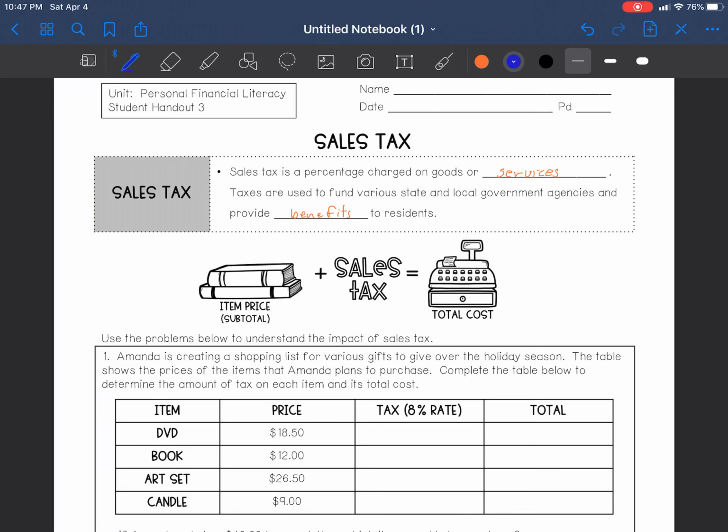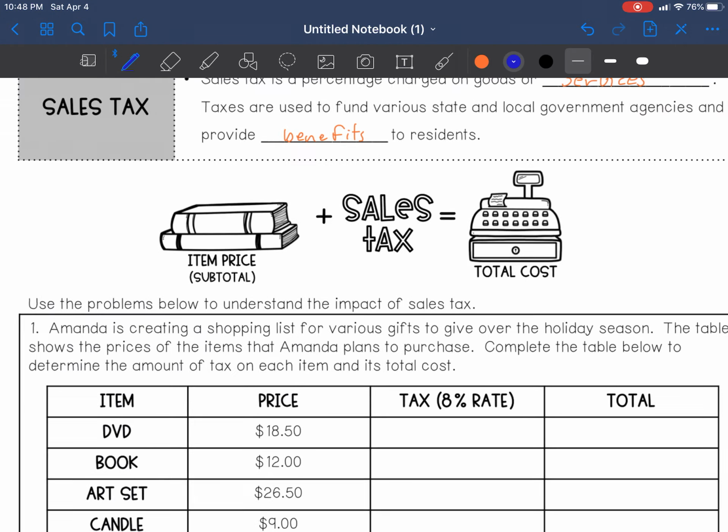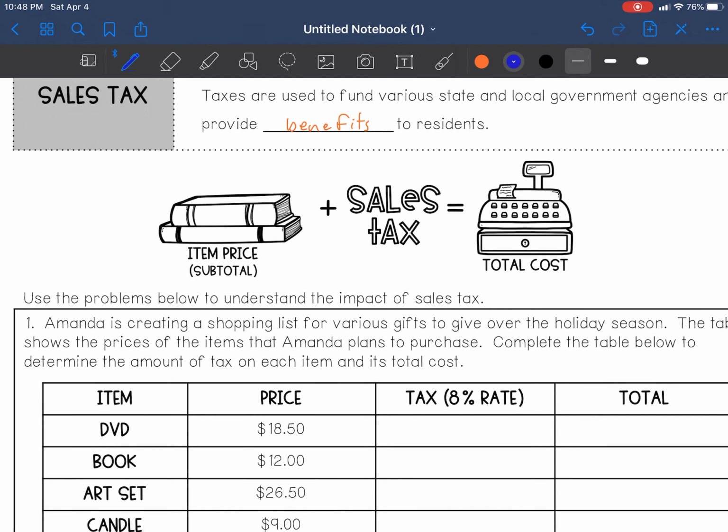Welcome to today's lesson on sales tax. This is something you will be dealing with for the rest of our lives since we do pay sales tax here in Texas. Sales tax is a percentage charge on goods or services. Taxes are used to fund various state and local government agencies and provide benefits to residents.